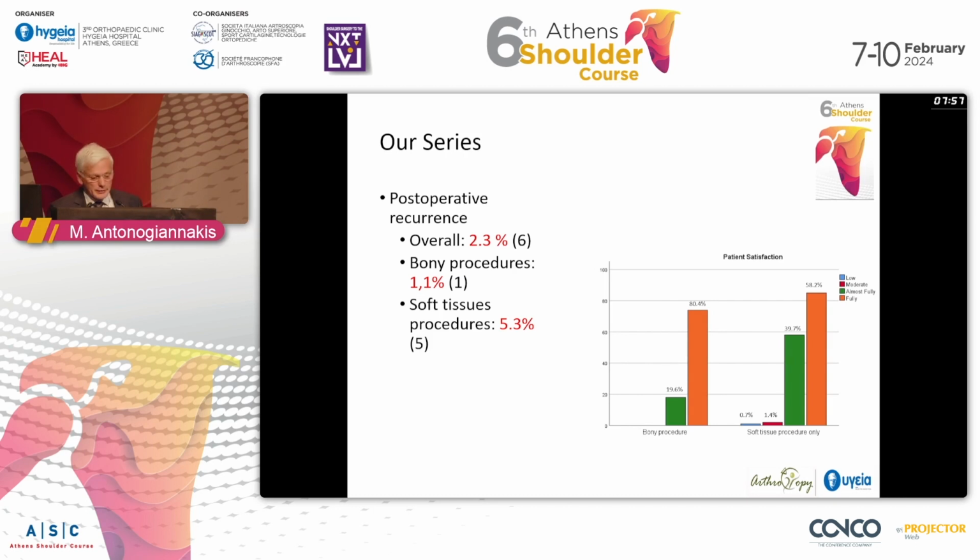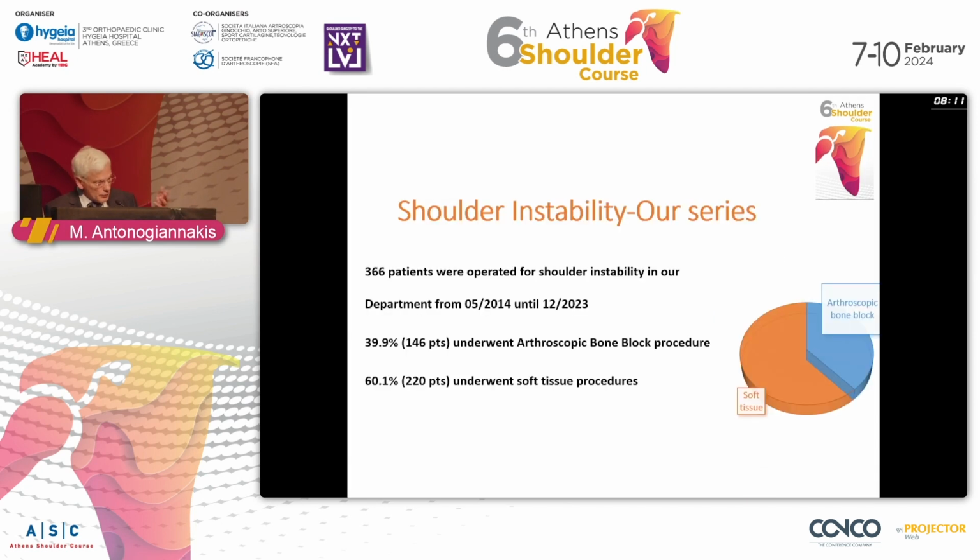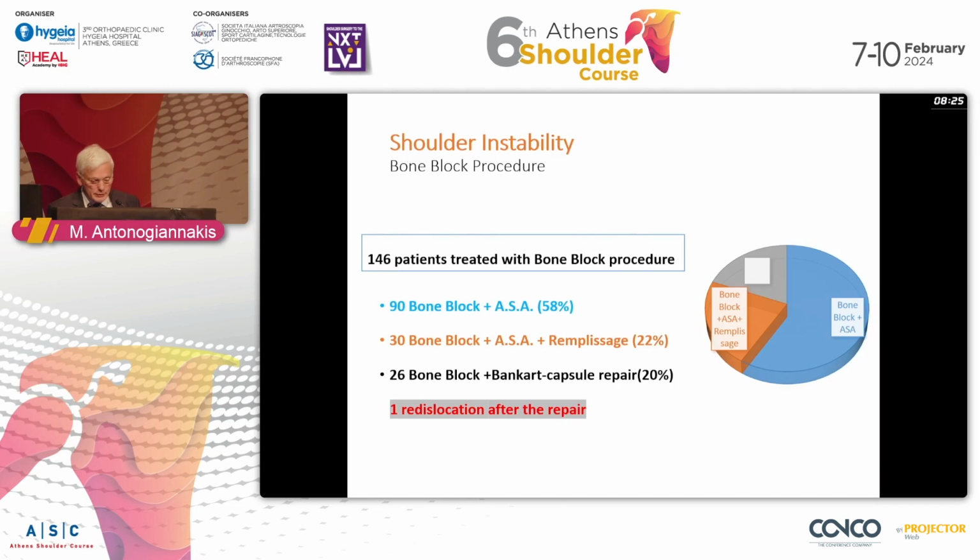Recurrence. We had one case of bone block procedure that we had to revise due to redislocations, and we have 5 cases in the soft tissue procedure. So now, in a bigger number of patients, till last December of 2023, we see that the analogy between soft tissue and bone procedures remains the same in our practice. And the most important thing, now we combine more of the bone procedures with ASA or remplissage or capsular repair.